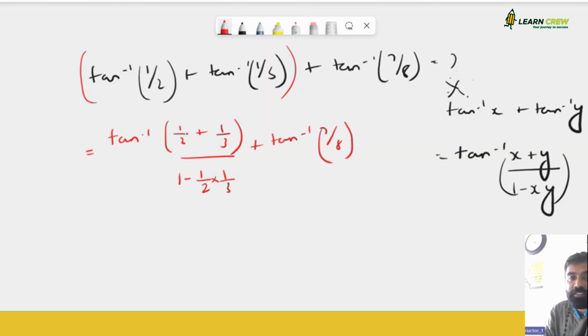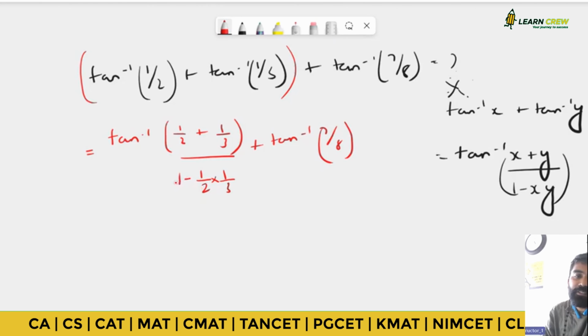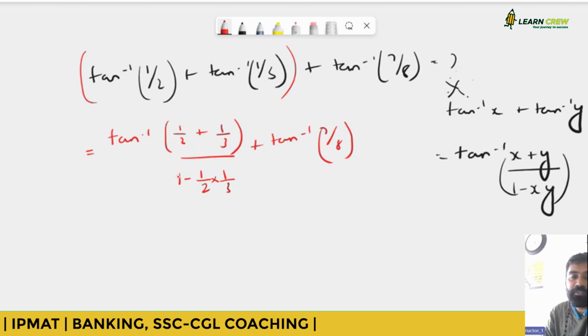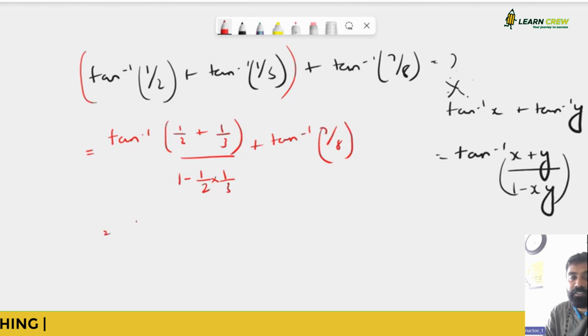Okay, now this can be further simplified as 3 plus 2, 5, divided by 3 minus... 1 minus 1 by 6. This becomes 5 divided by 6. 6 and 6 cancel in the denominators. This becomes 6 minus 1, 5. Again, it is tan inverse of 5 by 5.